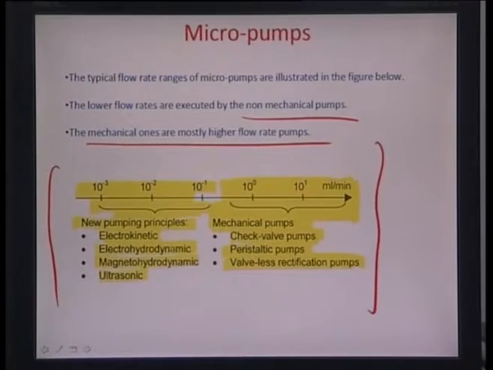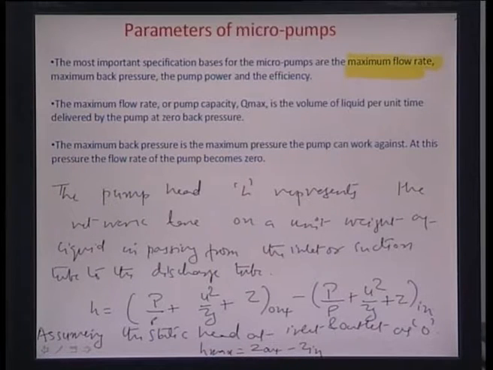So that is, in a nutshell, what the categorization is in terms of flow rates. The parameters which are most important to define specifications of micro pumps are essentially the maximum flow rate and quantities like maximum back pressure. And mind you, the back pressure is developed because you are constricting the forward flow into a very small venturi or a very small outlet, and definitely it is going to take some work for the pump to push the fluid through this small outlet.